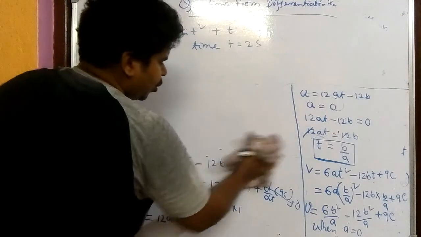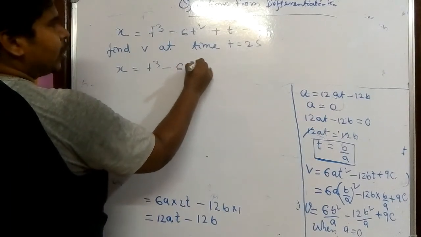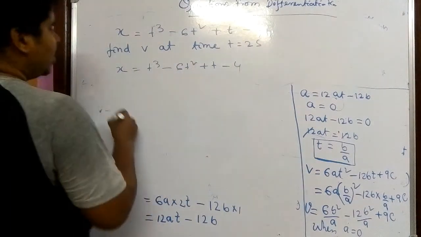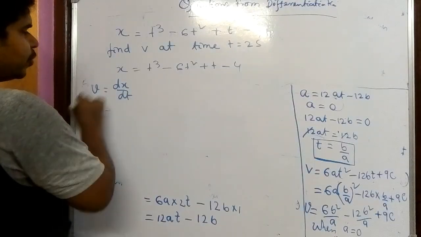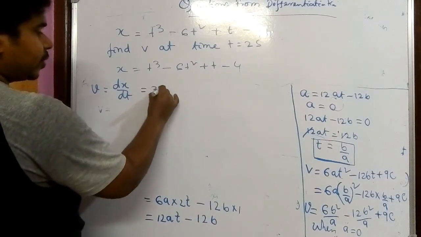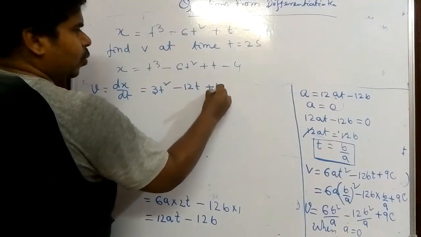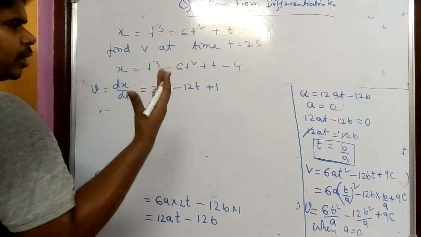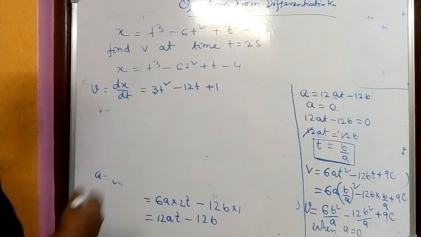These are the easy numericals that generally come. So x equals t cube minus 6t square plus t minus 4. Let's differentiate it, dx by dt, because this is equal to v. So it will be, for t cube I can directly write 3t square minus 12t plus 1, and 4 is a constant, so it will be 0. So the v is given, v we already got.